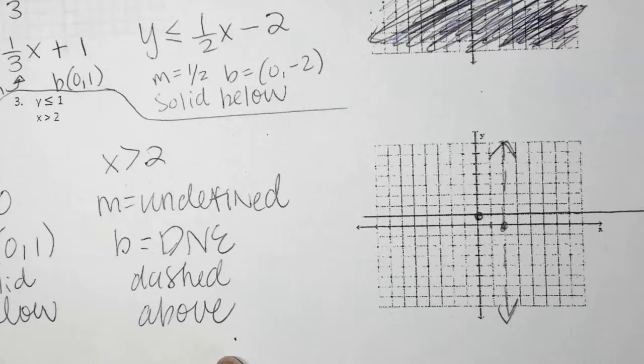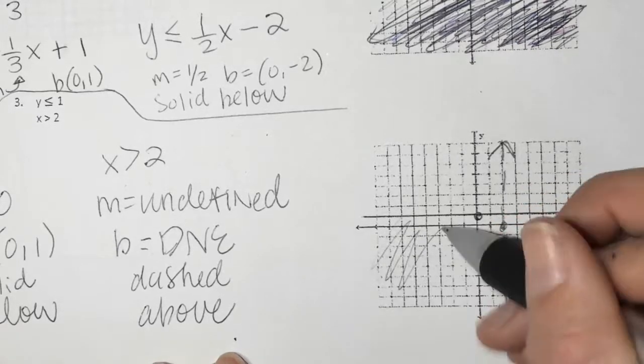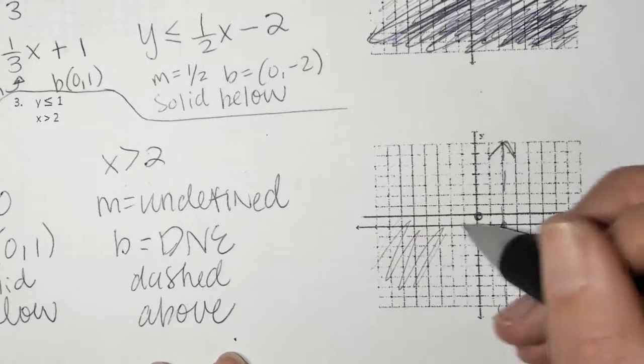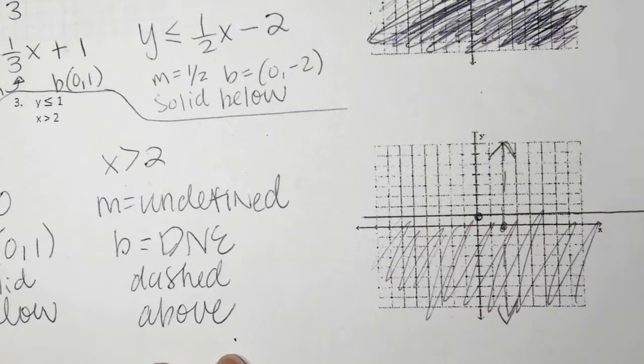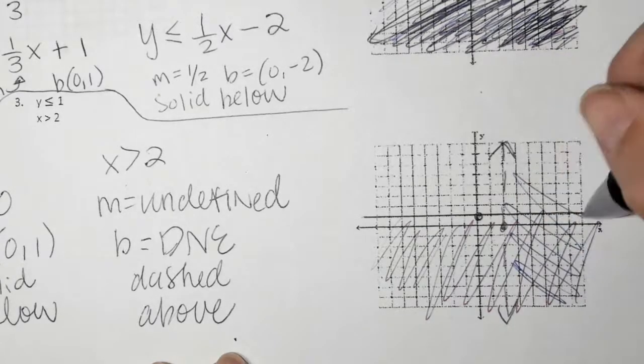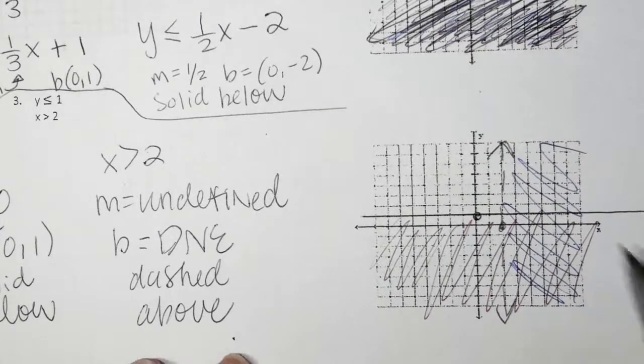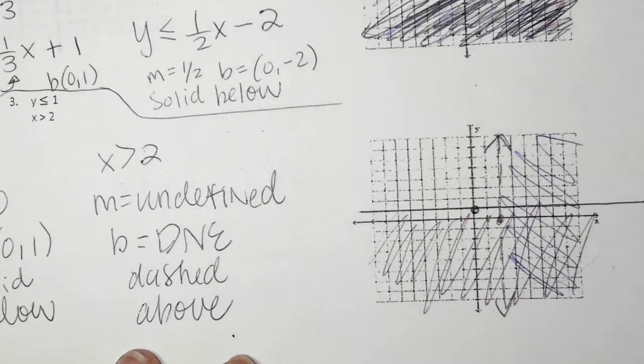Alright, and for my shading, for the horizontal line, do I shade above or below it? Good. And for my vertical line, left or right? Very good. So you can see the part where they're mixing is right here, and it makes a rectangle. Go ahead and darken that in.